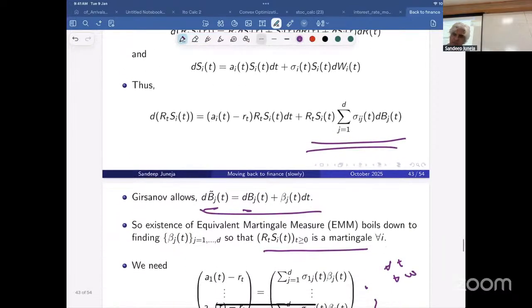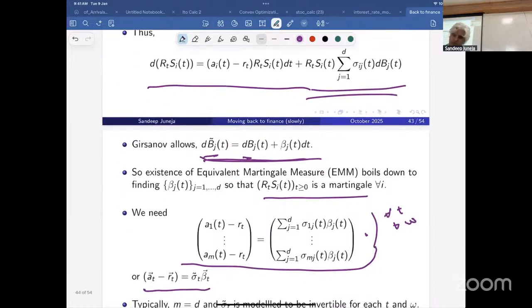So we're looking at changes of measure of the following form. Now we're hoping to choose our beta_j's in such a manner that this process becomes a martingale under that change of measure. And that corresponds to just solving these equations.